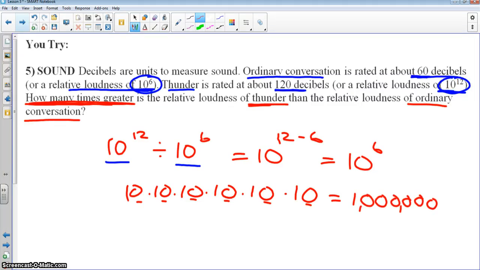So basically, thunder is 1 million times louder than just an ordinary conversation, so it's quite loud.